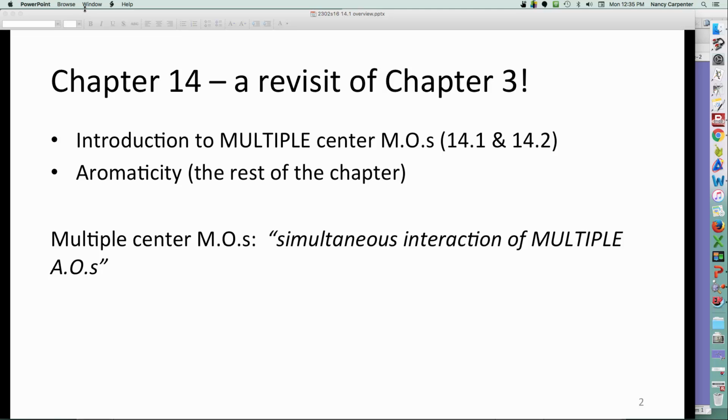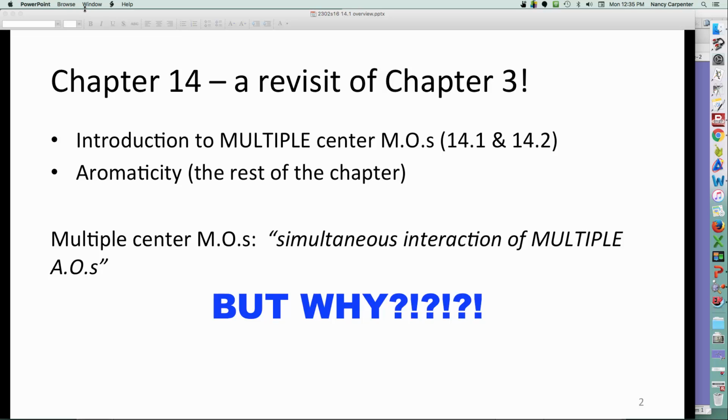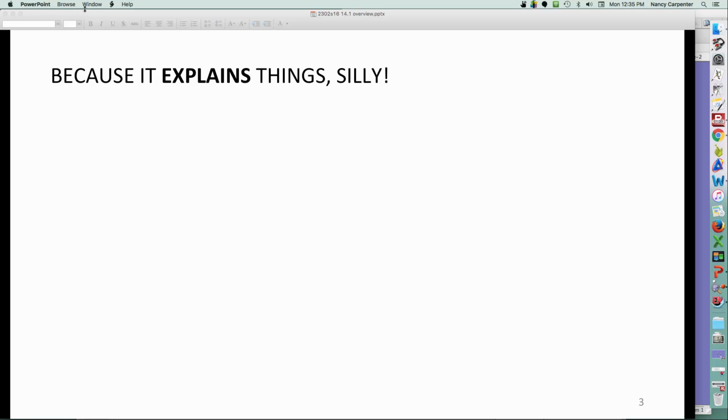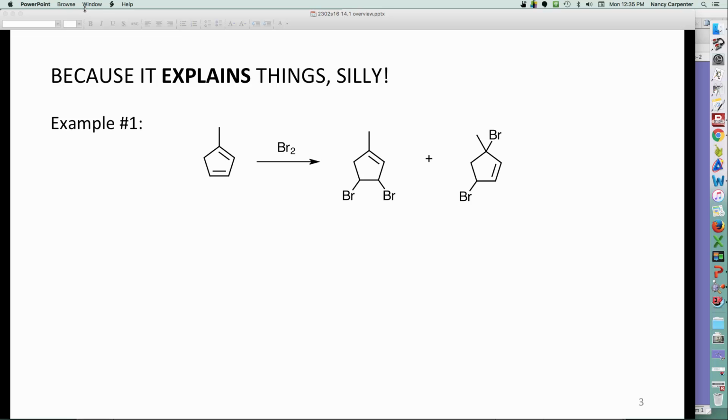So that is this concept of multiple center MOs, and all that means is that when you have atomic orbitals on adjacent atoms, like more than two, like maybe even 4 or 5 or 6, those adjacent atomic orbitals can all interact simultaneously to make one gigantor molecular orbital, aka a multiple center MO. But why is this important? Well, because, as usual, it explains things when our other theories fail.